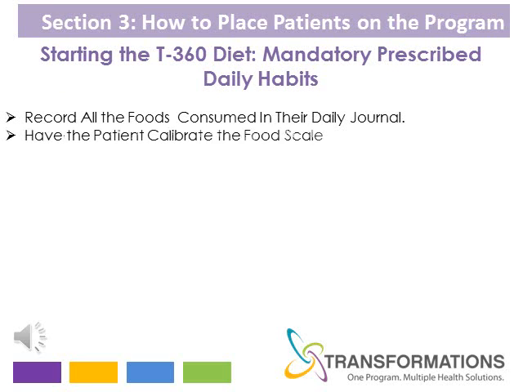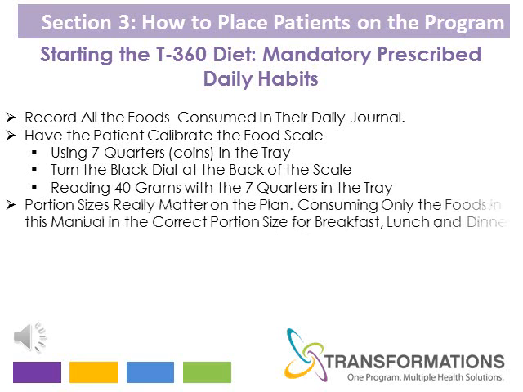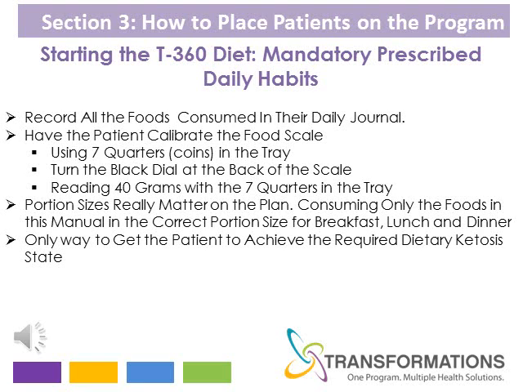Have the patient calibrate the food scale using 7/4 in the tray. Turn the black dial at the back of the scale to make the reading 40 grams with the 7/4 in the tray. Portion sizes really matter on this plan. Consuming only the foods in this manual in the correct portion size for breakfast, lunch, and dinner is the only way to get the patient to achieve the required dietary ketosis state.